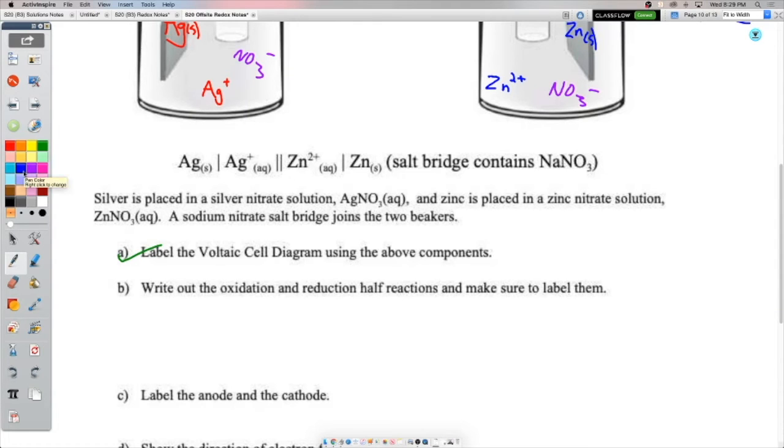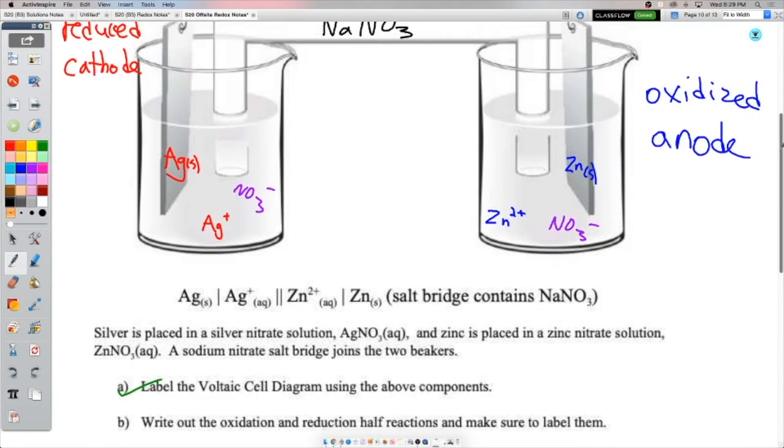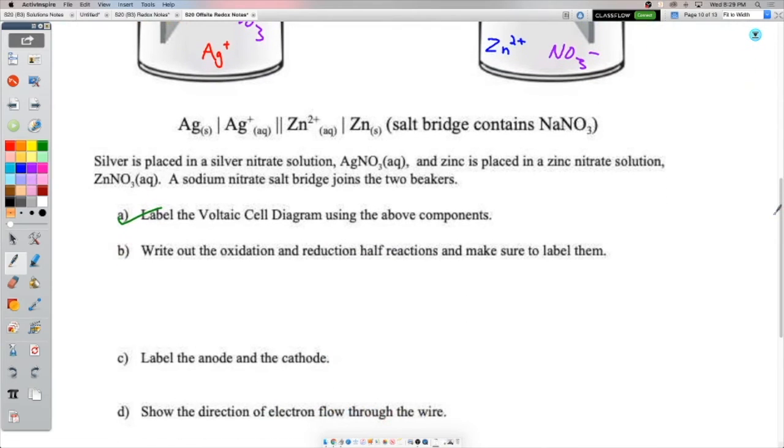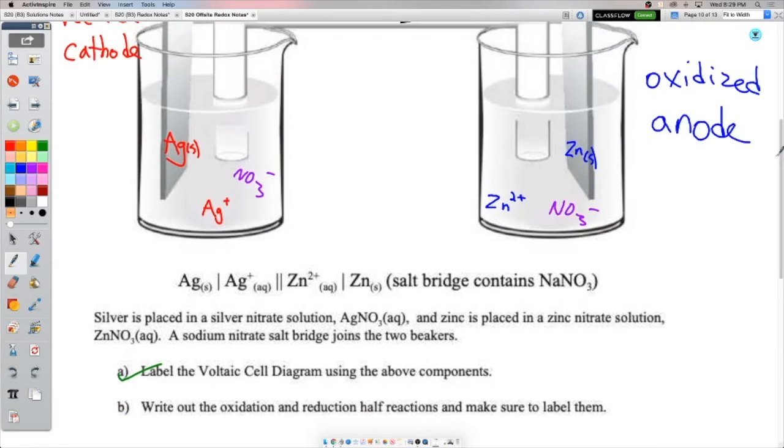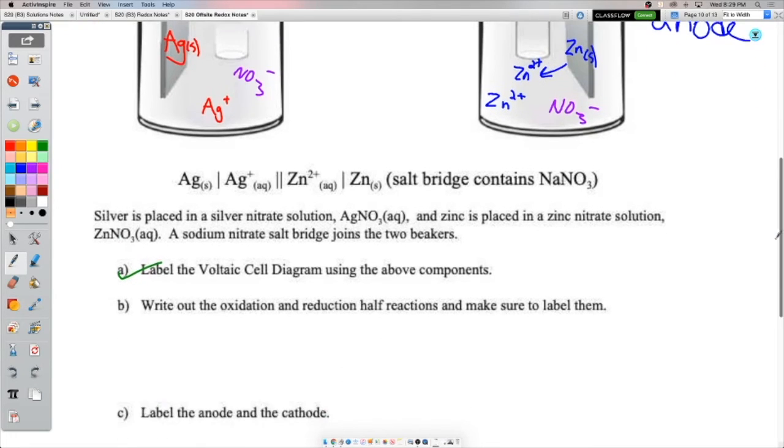So zinc, what is the oxidation? Zinc is going to lose electrons, right? So what is happening to zinc here? As these electrons leave, what change is happening? Well, zinc is getting dissolved and it's becoming more zinc 2 pluses, right? Zinc atoms are going to dissolve into zinc 2 plus as electrons leave. So solid zinc is going to become aqueous zinc 2 plus.